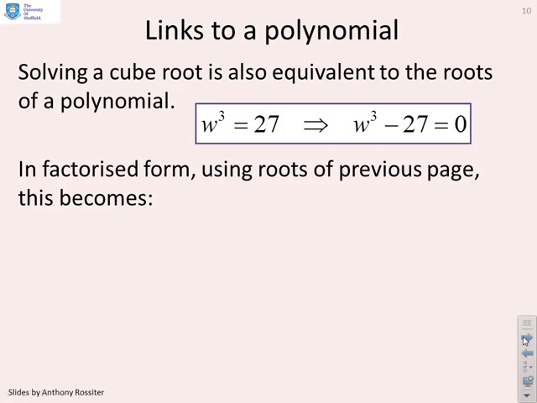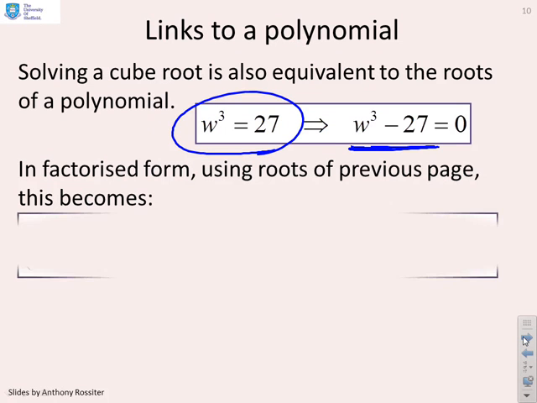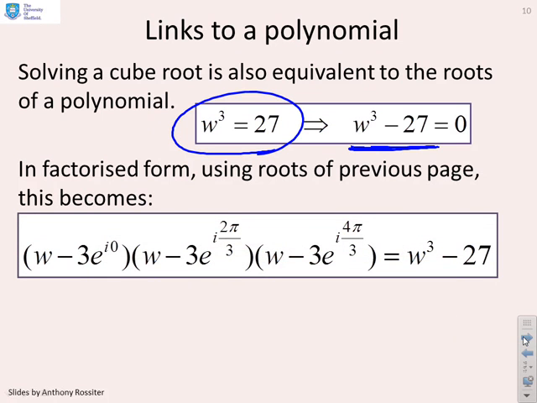Okay, just a reminder then of the links to a polynomial. You remember that solving w cubed equals 27 is equivalent to solving w cubed minus 27 equals 0. So in other words, factorizing a polynomial. Now we've just worked out what these roots are, so I can, if I want, now plug them in. And a proof for you to do is prove that w minus root 1, there it is, 3e to the i0, times w minus root 2 times w minus root 3 equals w cubed minus 27. Multiply that out longhand and prove to yourself that it does indeed work.